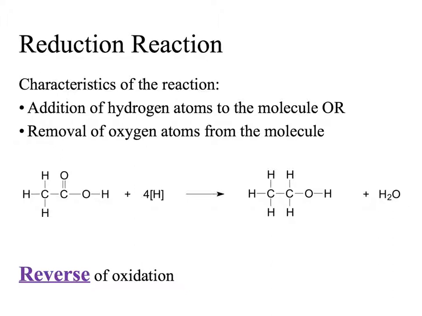In reduction reaction, the characteristic is very similar to oxidation, except we are adding hydrogen atoms to the molecule or removing oxygen atoms from the molecule. So in other words, it is the reverse of oxidation reaction. So how is it in a way a reverse of oxidation reaction? Earlier on, we have seen that alcohol compound can be oxidized to the carboxylic acid. So in this example, if you are given carboxylic acid as the reactant, it can be reduced to the alcohol.